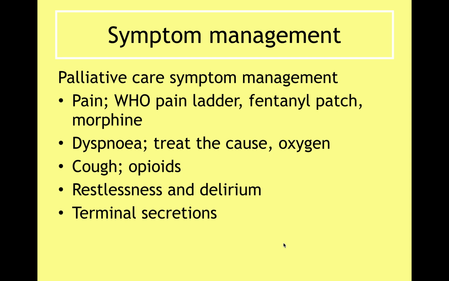Terminal secretions as well, as we're getting really near the end of life. Sometimes turning patients onto their sides might help with these terminal secretions not blocking their airway or making it hard for them to breathe. Or there are drugs as well, such as glycopyrronium bromide and other palliative drugs that can help people with secretions near the end of life.